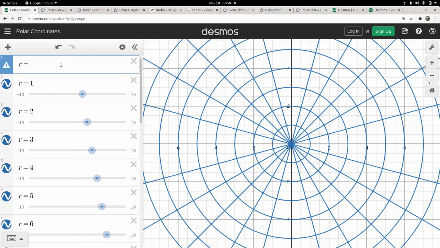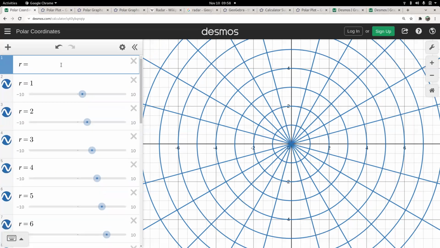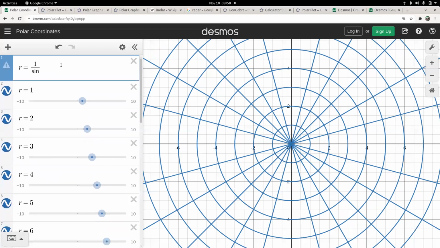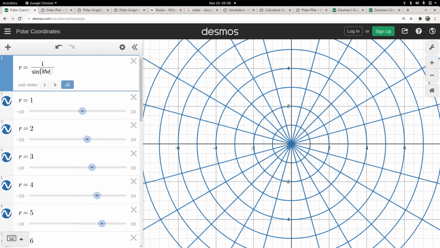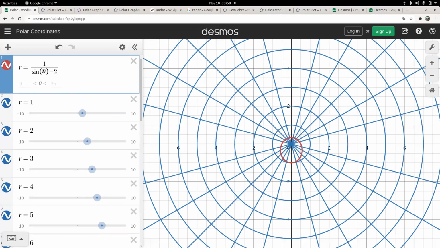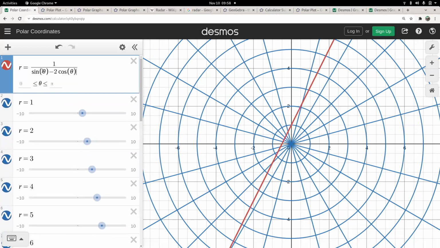So aside from the stuff below, sometimes this way is easier to go. So if I just type r equals theta, and here I can actually type theta, and you can see that spiral coming out there in red. If I were to do r equals 1 over the sine of theta, and I can type theta, or I can get theta from the tools down here, minus 2 cosine of theta, then you should see that straight line that we got before. So here's a Desmos tool for graphing. So you get a couple options here for playing with graphs. They're both useful in their own ways.